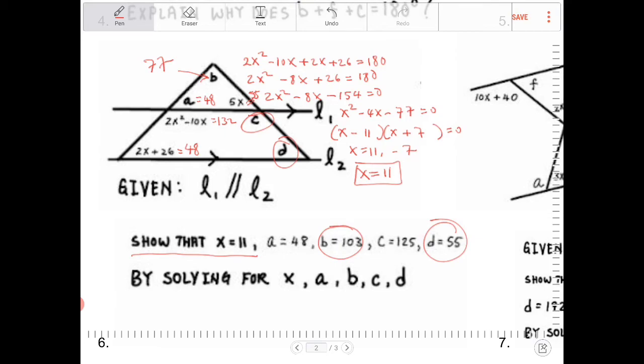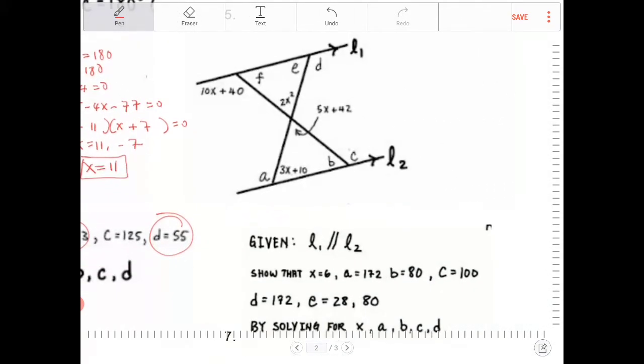And I figured everything out. Okay, so angle B here is definitely not 103. It should be 77. Okay, moving on.